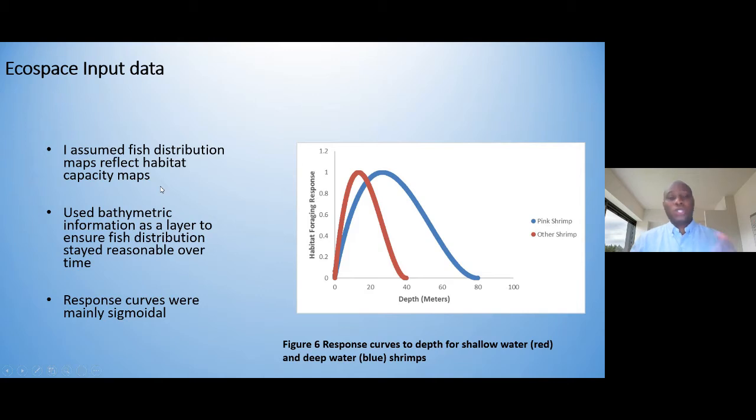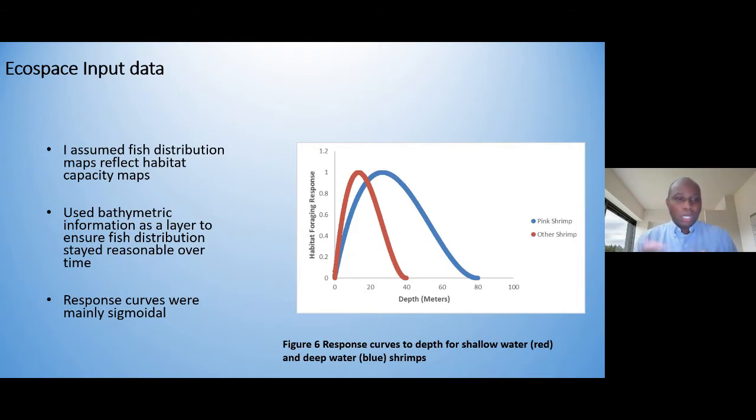And what I did was to just download the distribution maps for the different groups from FishBase. AquaMaps has some distribution maps for various species that I modeled within my system. So I just put those maps into a GIS system and traced them, converted the vector files into raster, and then converted the rasters into ASCII files. And that was what I put into Ecospace.